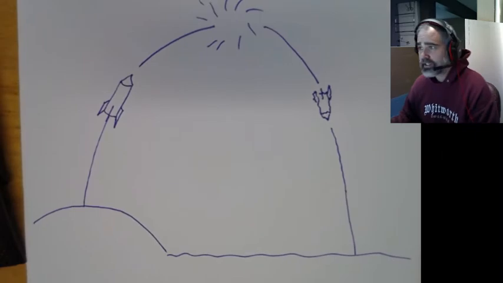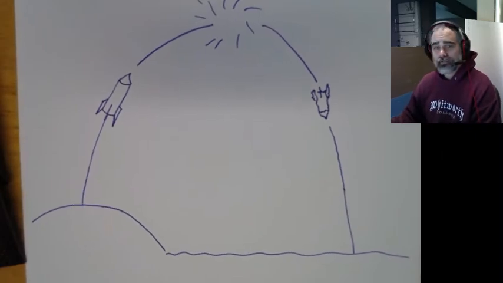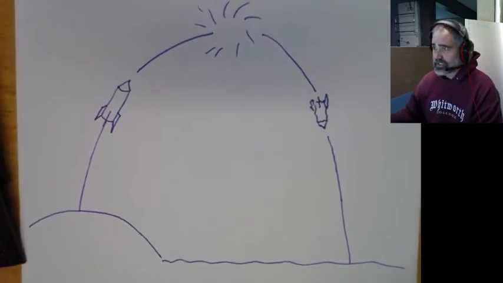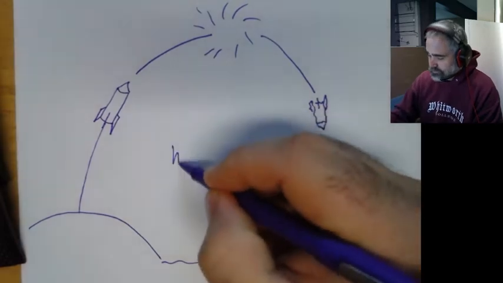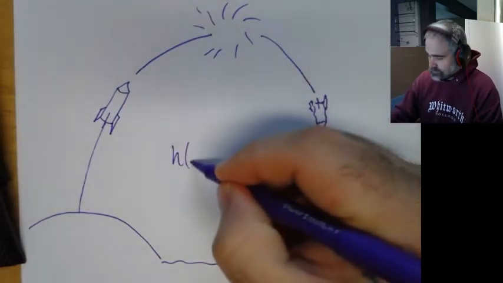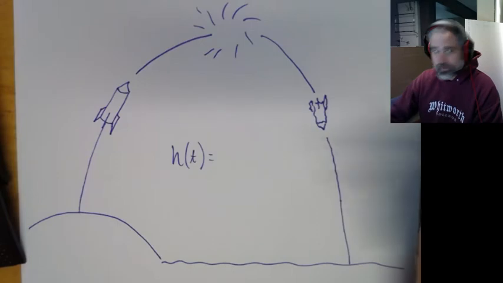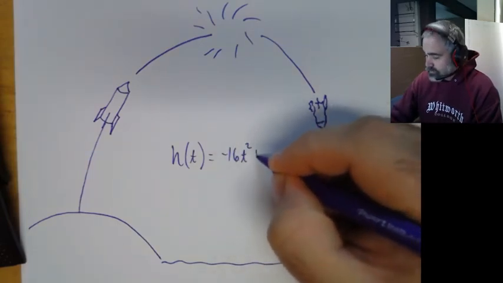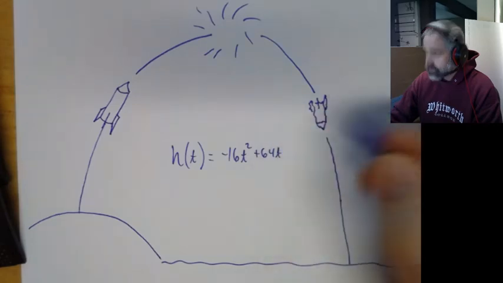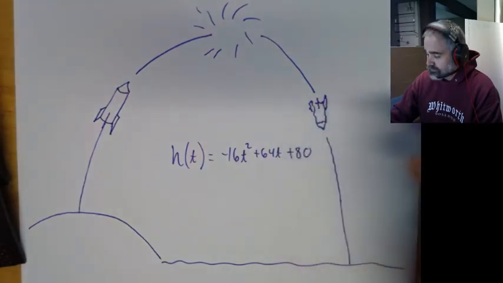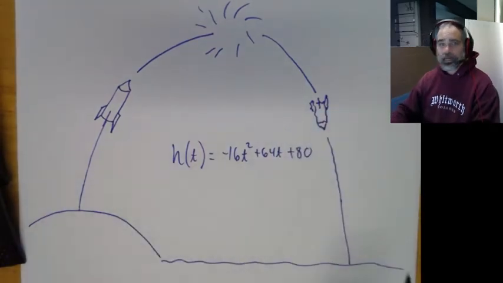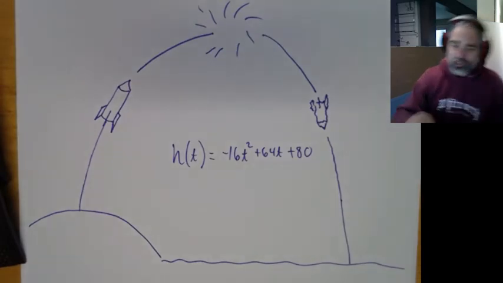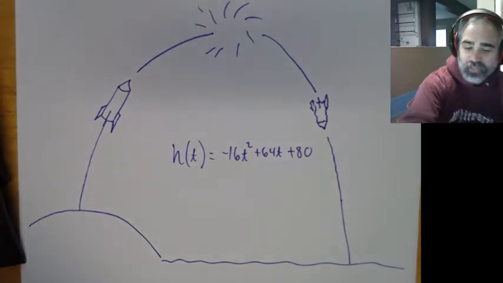All right. So let's talk about this problem here. So this is modeled by the equation h of t equals negative 16t squared plus 64t plus 80. Okay, so that's the equation of the rocket here in this situation number 2. It explodes at the peak and then kind of plummets back to Earth.